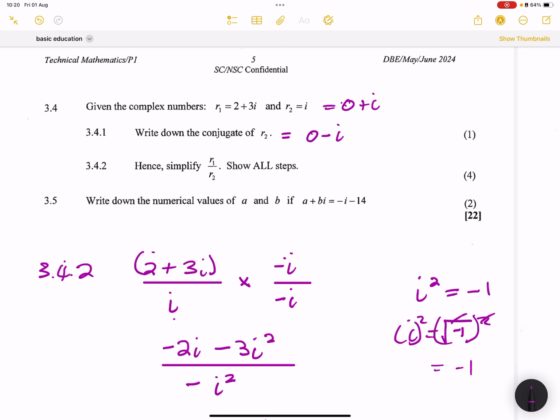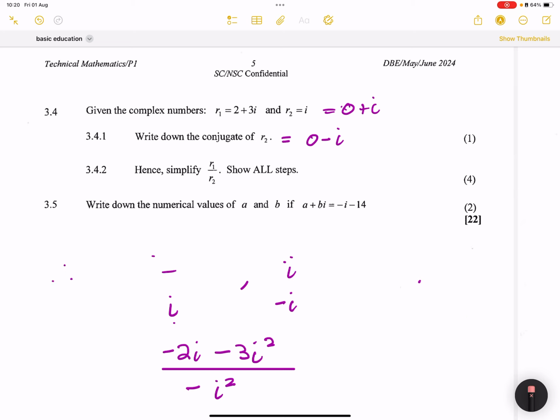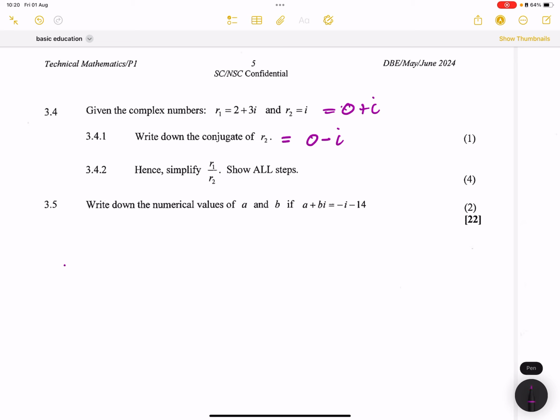All right, so let's go to the next one. They say write down the numerical value of a and b if, right, I'm just going to erase this portion. All right, so for 3.5, they say write down the values of a and b if a plus bi is equal to minus i minus 14. So in this case, you've got a plus bi. So look at this, this is negative 14 minus i.